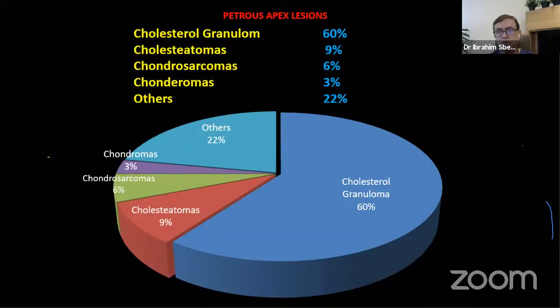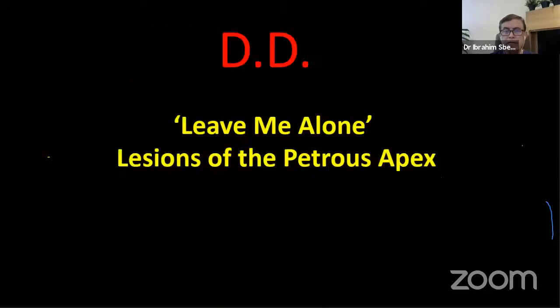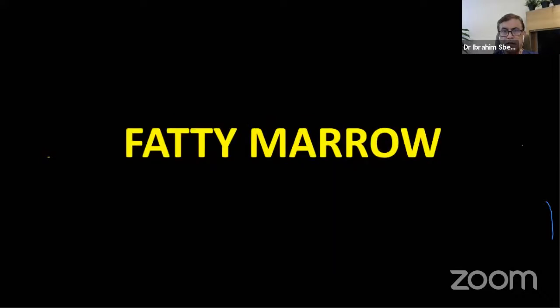But if one wants to choose, what is the most common petrous apex lesion? Cholesterol granuloma is the commonest. There are lesions that are begging you to leave them alone, and there are lesions that are begging you to interfere. Please help me, please take me out from the skull of this patient. And some other lesions are begging you, leave me alone. Leave this patient alone. So let's look at them.